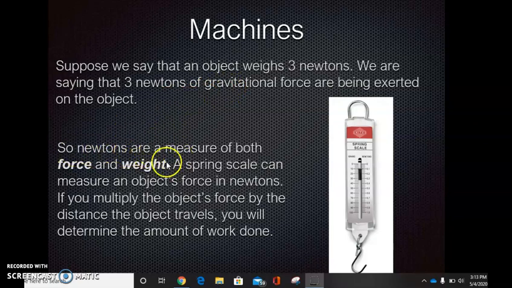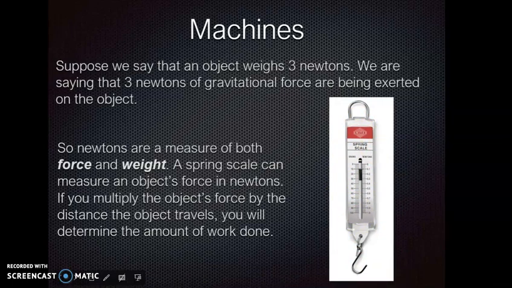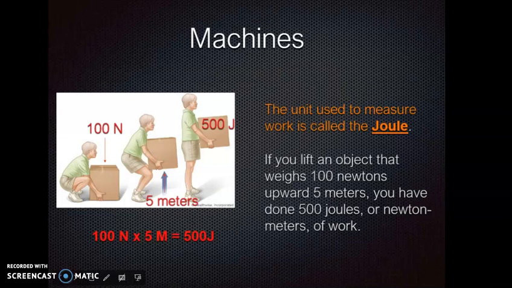So newtons are a measure of both force and weight. We would use a spring scale to measure an object's force in newtons. And this is what a spring scale looks like. If you multiply the object's force by the distance the object travels, you'll determine the amount of work that's done. Again, the unit that we use to measure work, we call it joules.